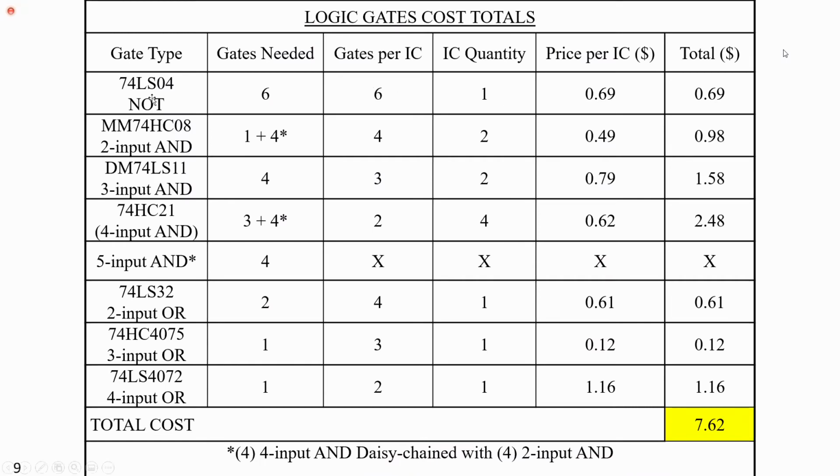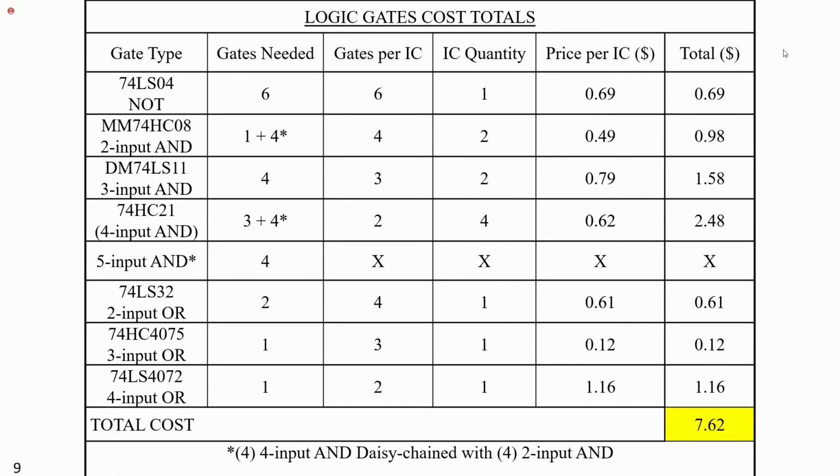I decided to use these logic gates as I researched, since they had the lowest cost relative to their heat tolerance, and their propagation delay was also low enough. So that's why I chose these particular IC chips. And this would be the total cost of this design, which was $7.62, going with logic gates.